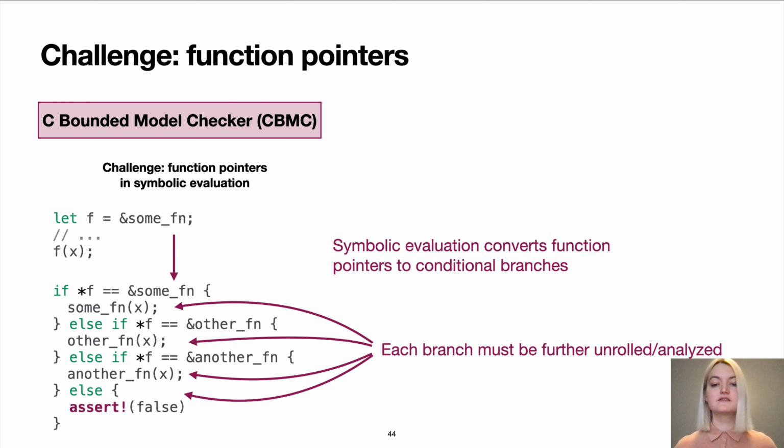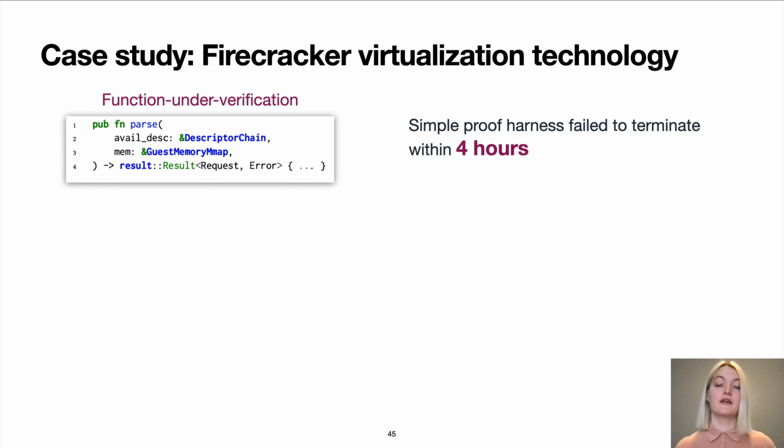And the problem is that each of these branches must be further unrolled and analyzed and symbolically evaluated, even if that code could never actually be called. And this posed problems in practice. So we had a case study where we were trying to verify some code from the Firecracker virtualization technology at AWS. And the function we wanted to verify is this function parse that essentially takes a request for virtual memory and returns some result type.